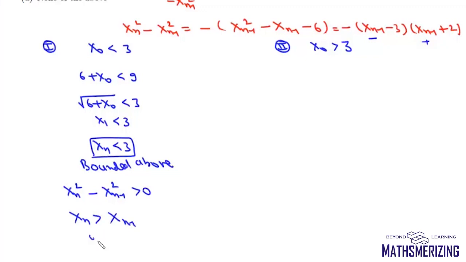That is, the sequence is monotonic increasing. So if the sequence is bounded above and increasing, that means this sequence is going to converge. Now what about the second case?